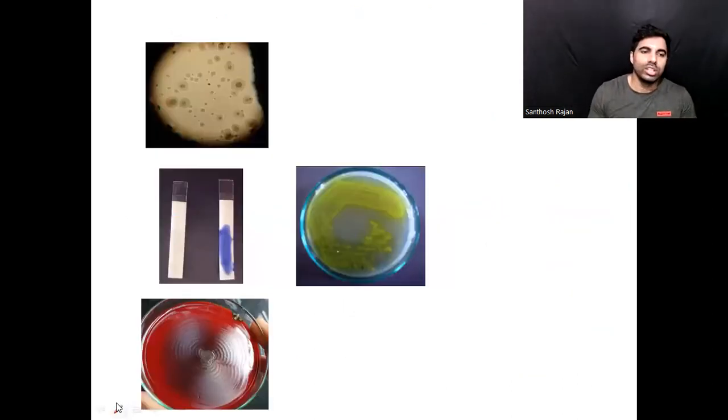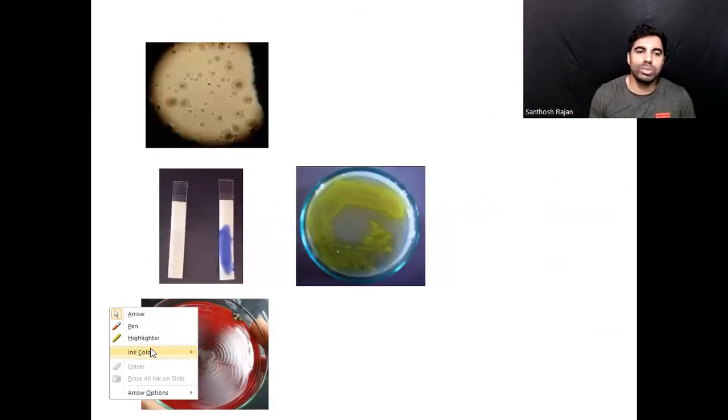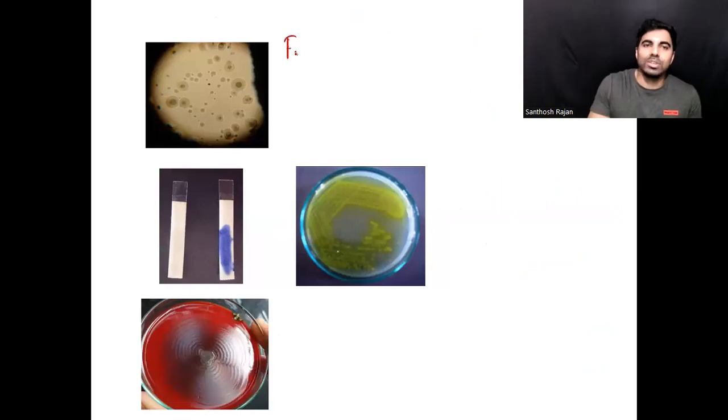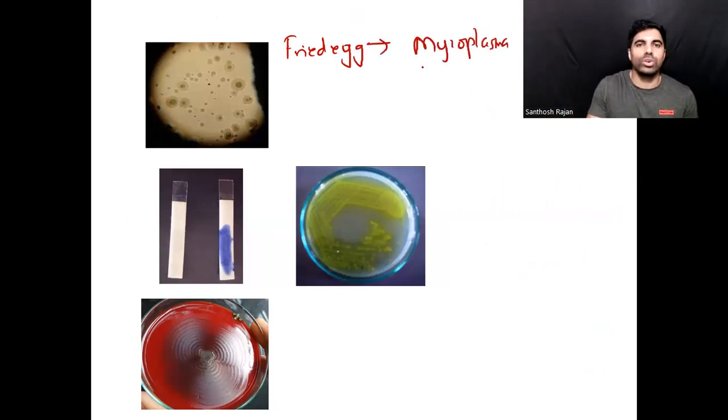Now, this one is very important. By seeing the first picture only, you must be very happy. What is that? That is your fried egg. Fried egg means you already know, it is basically your Mycoplasma. Mycoplasma is the comment. I don't need to ask anything else.